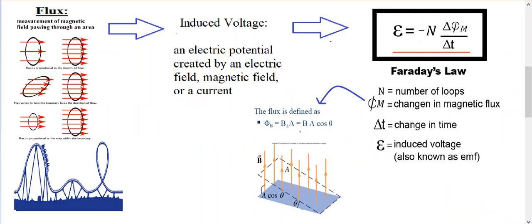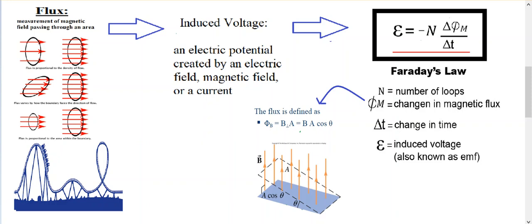Okay, so flux is the measurement of magnetic field passing through an area. So in other words, how much wind is passing through a specific area. A couple things to know is that flux is proportional to the density of flow. Flux varies by the boundaries facing the direction of flow, and flux is proportional to the area within the boundary.